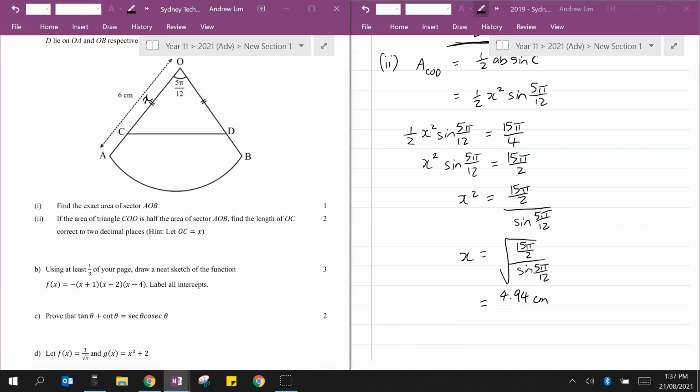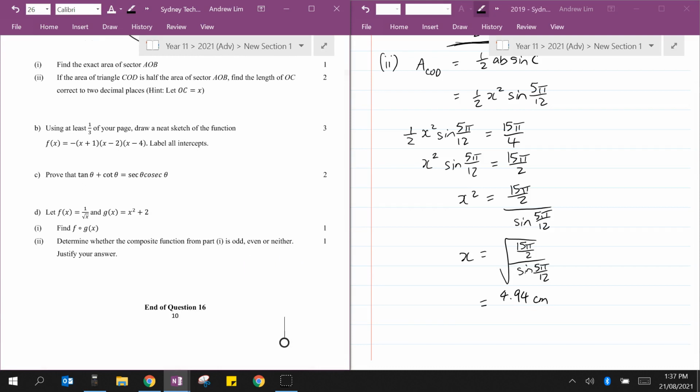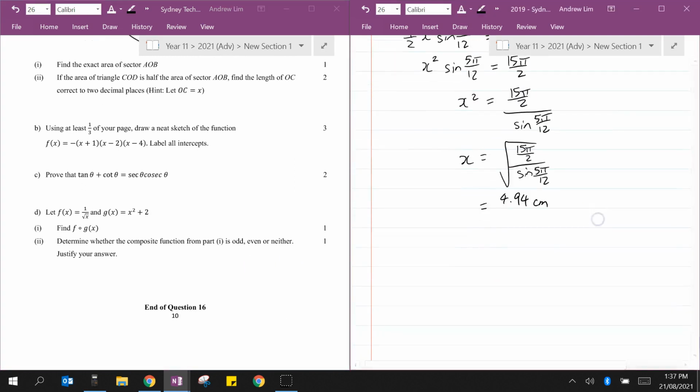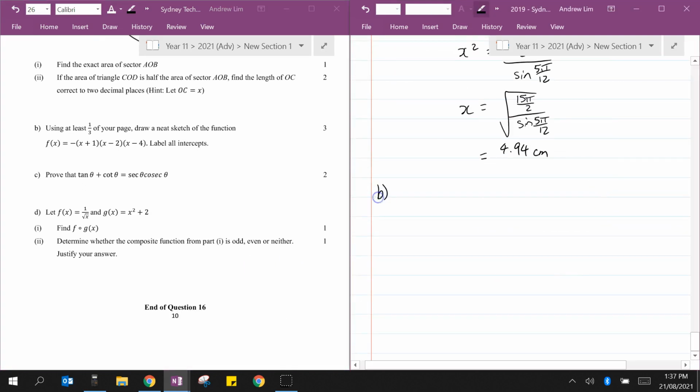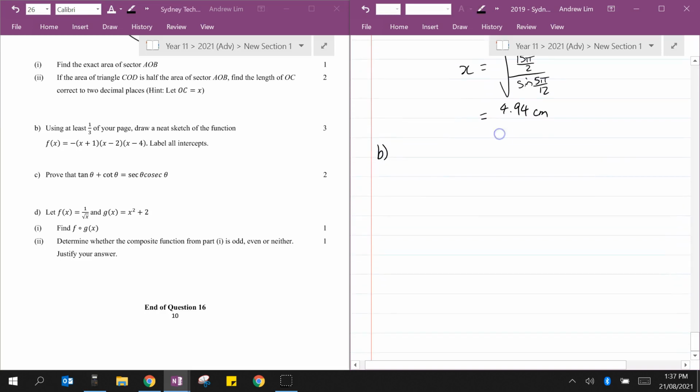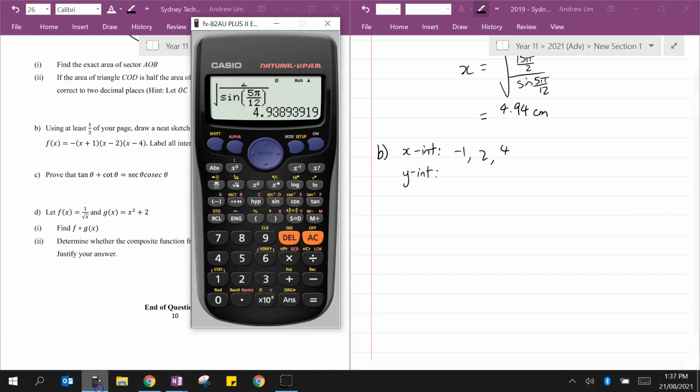Using at least 1/3 of the page, draw a neat sketch of the function f of x is equal to all of those. Label all x-intercepts. So question B. I know that the x-intercepts will be -1, 2, and 4. My y-intercept is when x is equal to 0. So we have -1 times 1 times -2 times -4. -8.